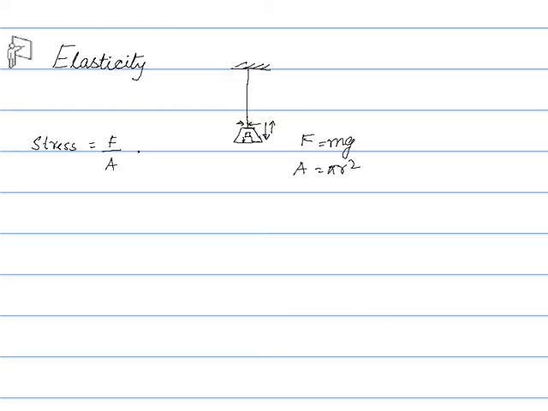Now the unit of stress is Newton per meter square. We know that pressure is also defined as force per unit area. So stress and pressure both have the same unit and dimension. Dimension of stress is M L T minus 2, this is the dimension of force, and dimension of area is L square. So therefore the dimension of stress is M L minus 1 T minus 2.